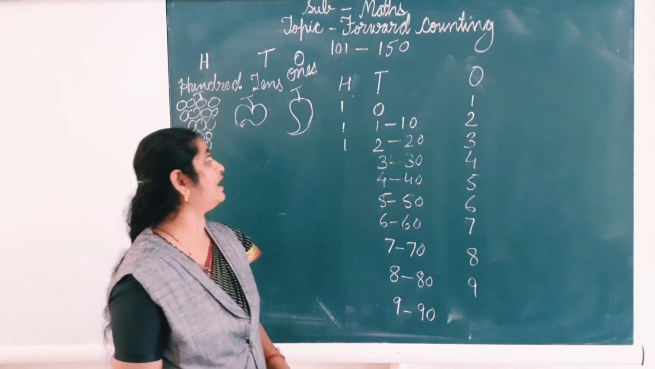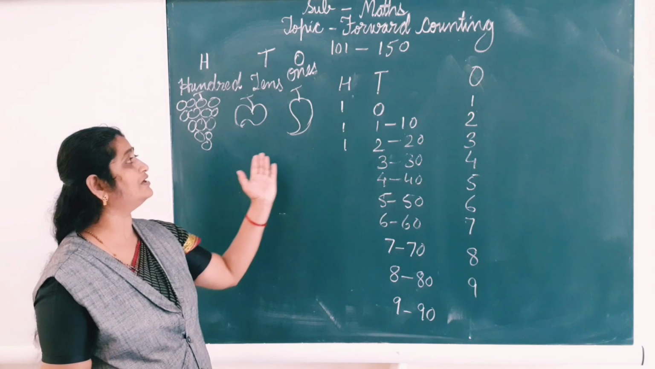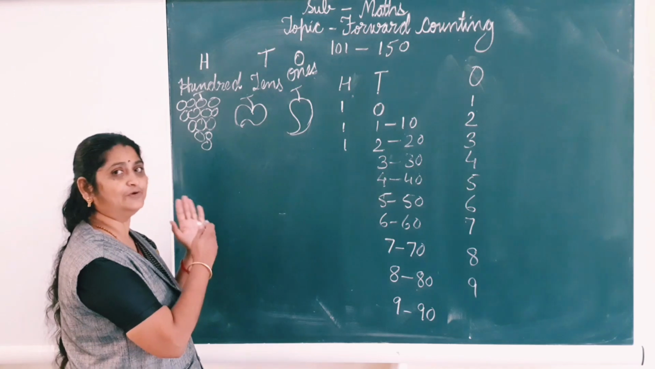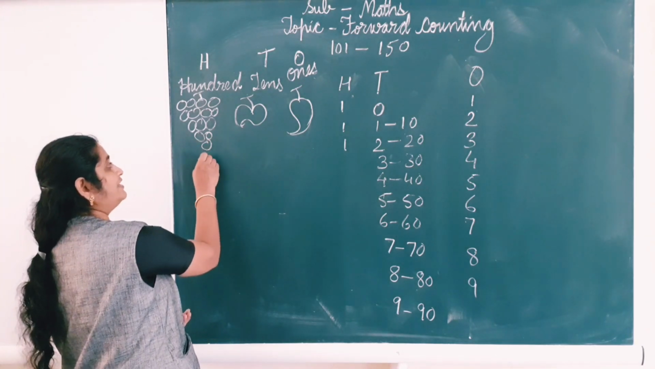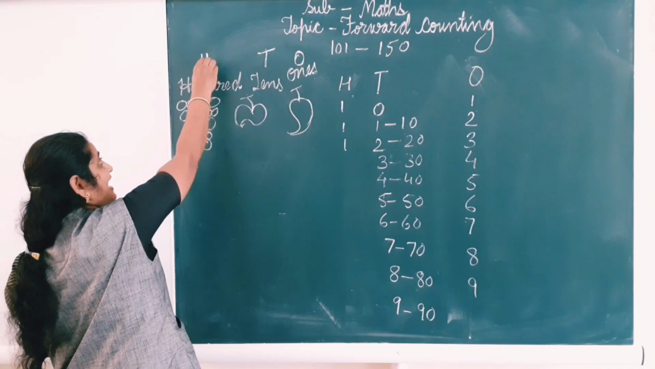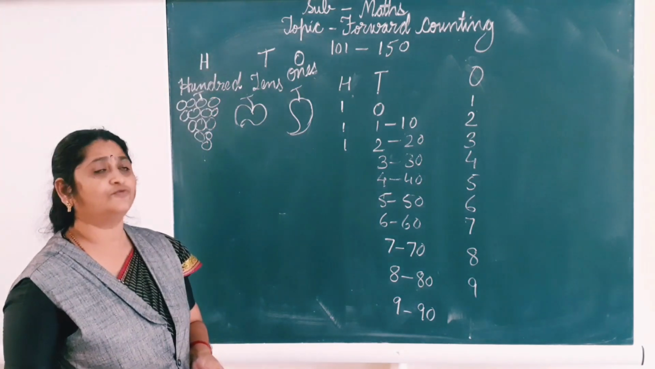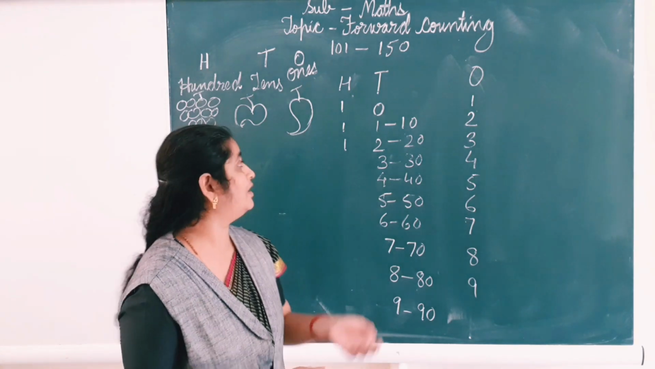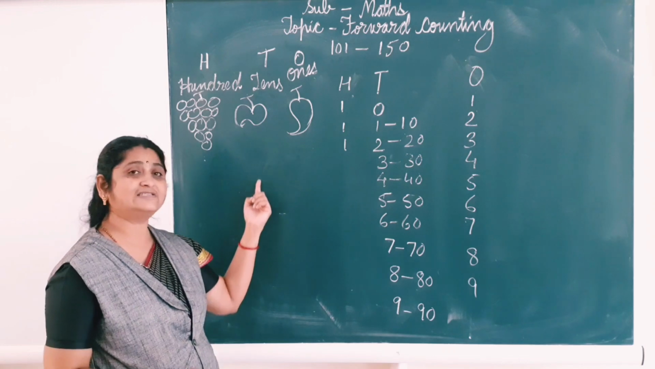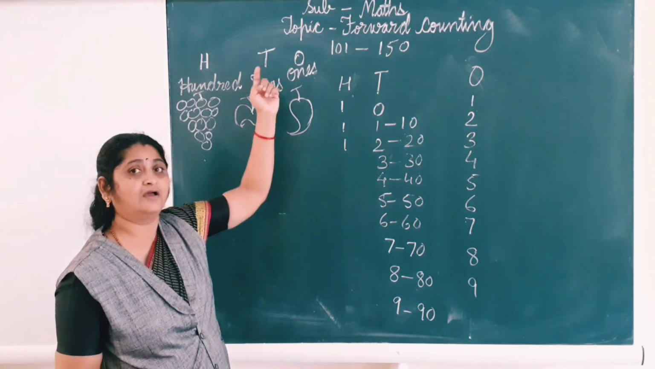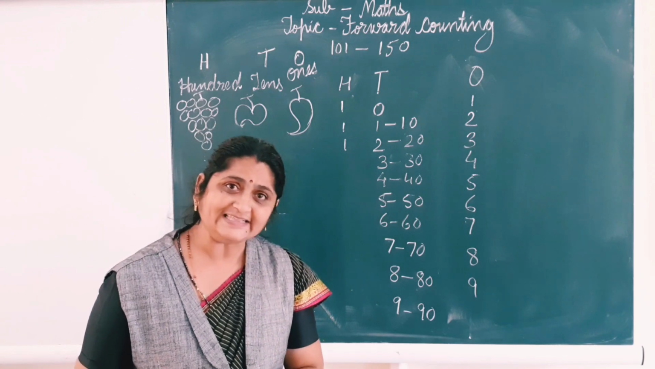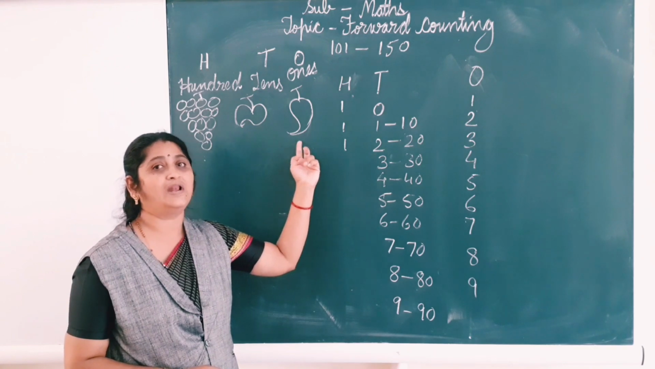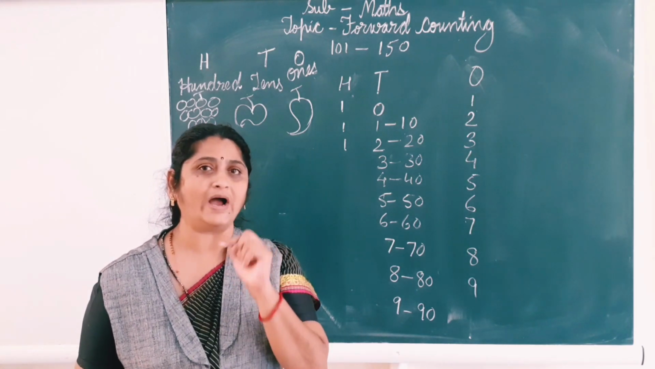Now, children, what I am going to teach you will help you learn to read these numbers very easily. All the numbers that come under this H, or grapes, will have the value of 100. All the numbers that come under this apple, that means tens, will have the value of tens. And all the numbers that come under mango will have the value of 1.